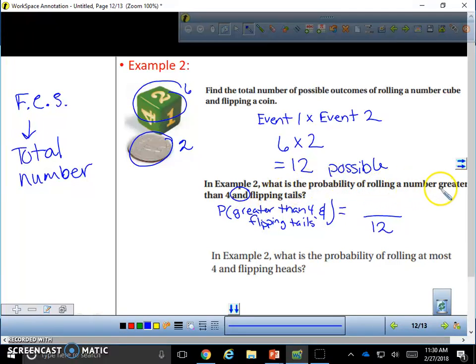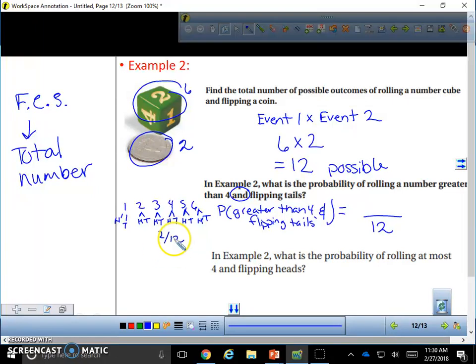So what is the probability of rolling a number greater than 4? Here's all of our possibilities for our first event. 1, 2, 3, 4, 5, 6. Here's all our possibilities of the second event. Heads, tails. Heads, tails. Heads, tails. Heads, tails. Heads, tails. Heads, tails. All right, a number greater than 4 happens twice, and flipping tails happens 1, 2. So 2 out of 12.